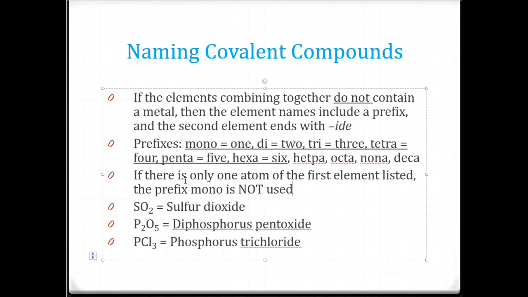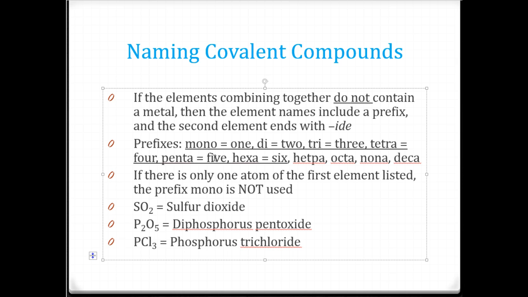If there's only one atom of the first element, don't use mono. You could say, for example, monosulfur dioxide, but that's kind of repetitive, so we just say sulfur dioxide. Generally, you won't see mono very often. Things I can think of are like carbon monoxide. Diphosphorus pentoxide, so we have 2 phosphorus bonded to 5 oxygens. And here's phosphorus trichloride.